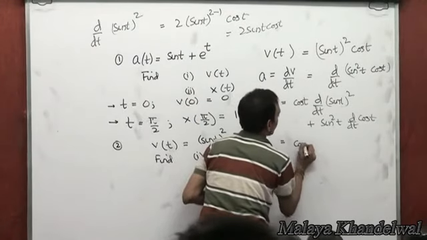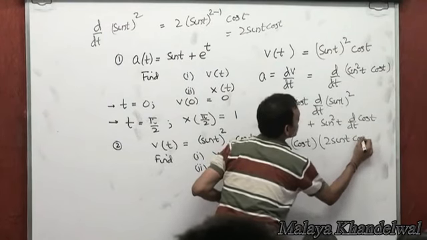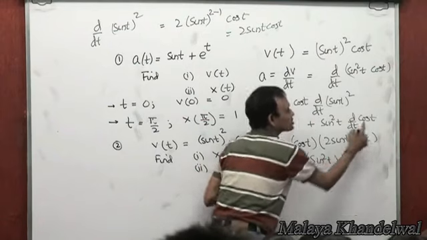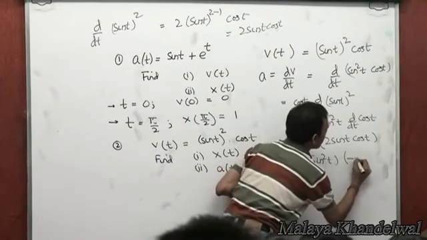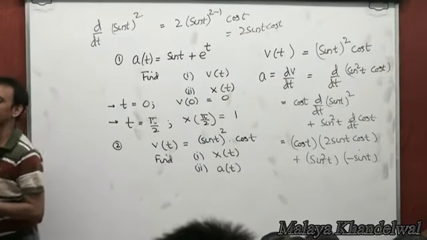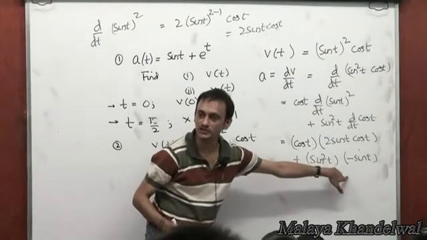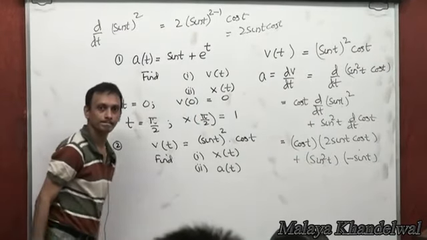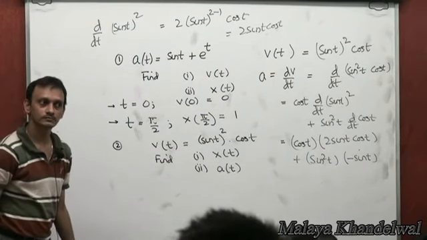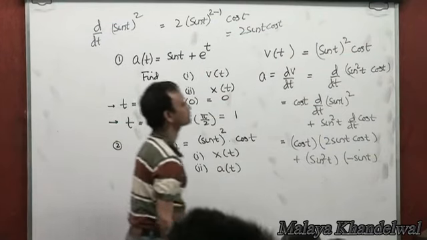Alright, so this is like cos t into 2 sin t cos t plus sin square t, and d dt of cos t is minus sin t. Good. So we have acceleration as a function of time. Yes or no? We have acceleration as a function of time. Comfortable? Absolutely.